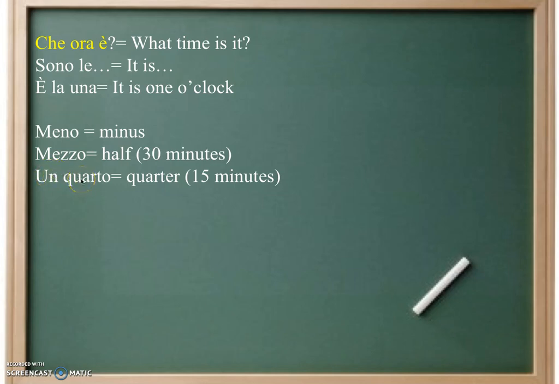Un quarto. Un quarto is a quarter of an hour, which is 15 minutes. So instead of saying the number 15, we would say quarto. And quarto looks like quarter, so that's a way to remember that. It's a quarter of an hour.